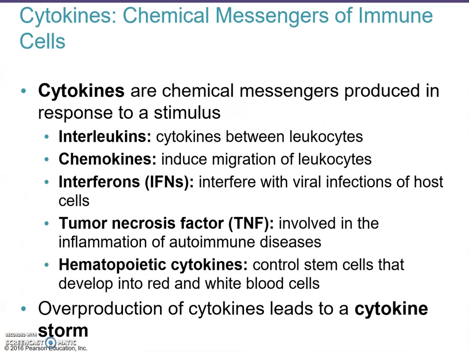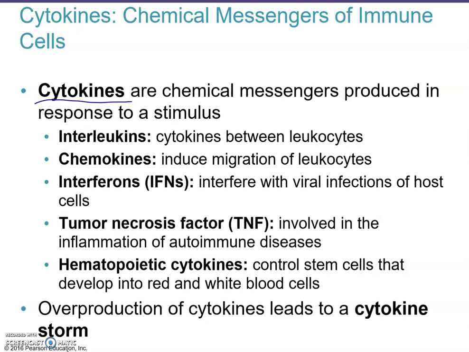Now let's take a look at cytokines. Those are chemical messengers of the immune system. Think of them as kind of like hormones of the immune system, used for communication between cells and activating different branches of the immune system. So here's your bunch of definitions.